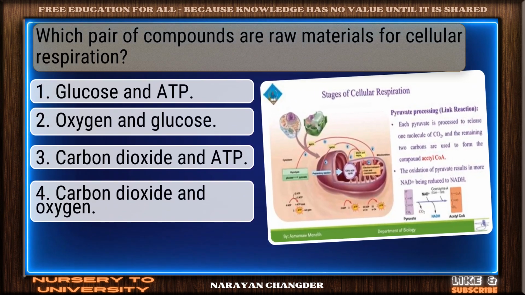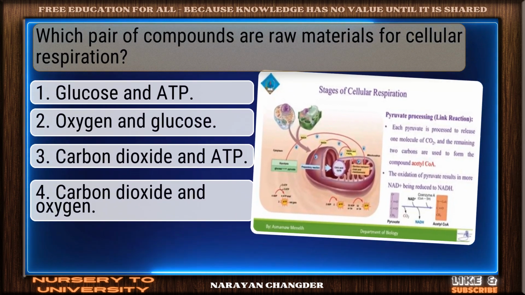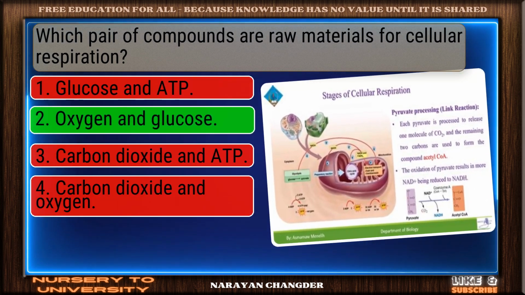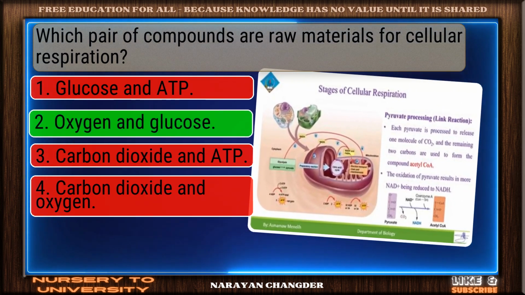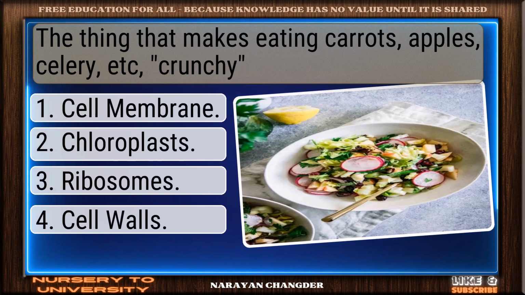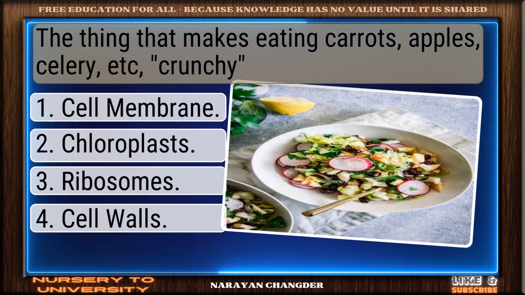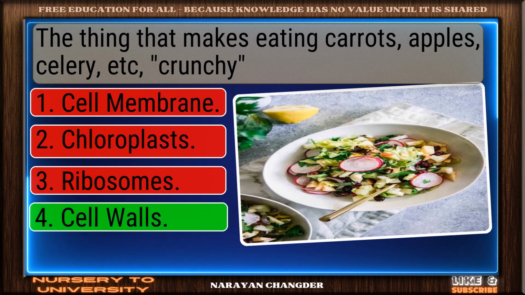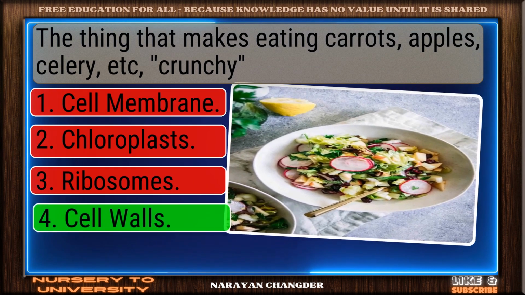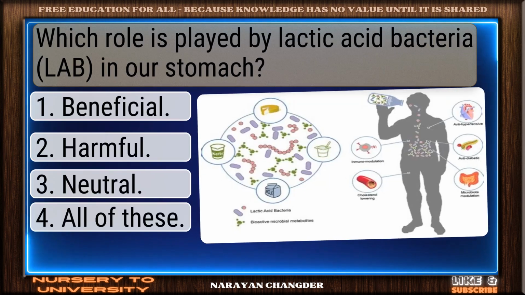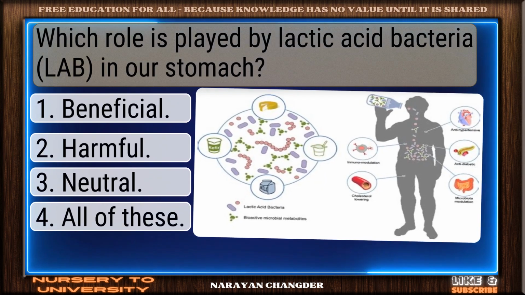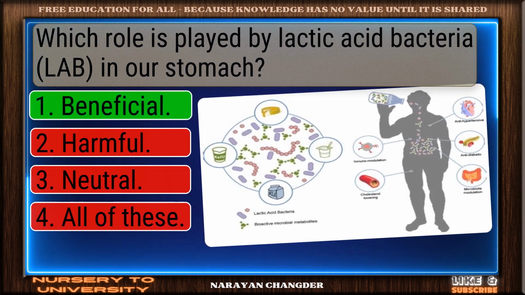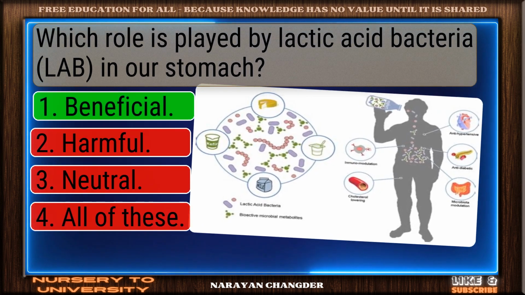Which pair of compounds are raw materials for cellular respiration? Great thinking. Oxygen and glucose is the right choice. The thing that makes eating carrots, apples, celery, etc. crunchy. Good job. Your answer cell walls works well here. Which role is played by lactic acid bacteria in our stomach? Bravo! Beneficial is the answer.